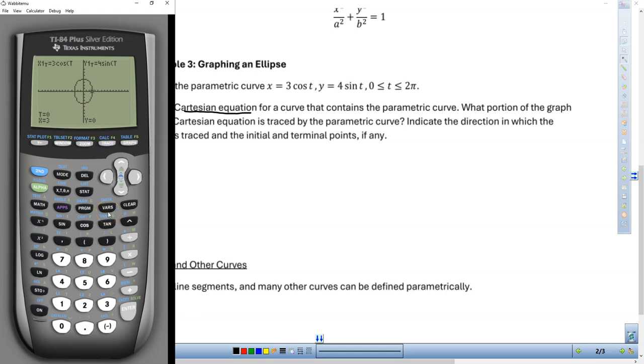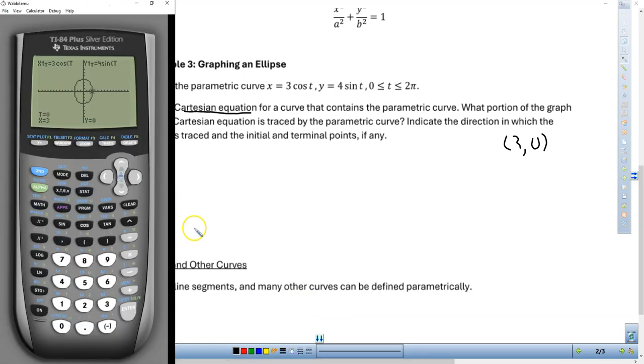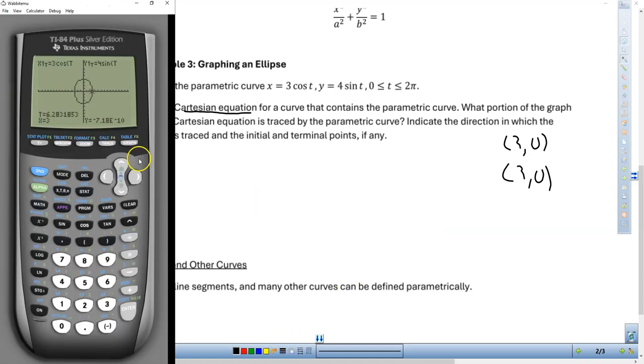And you can see right now we are starting at the point 3, 0. So I'm just going to write that down just so I don't forget about that. And then let's get ready to trace this function. If I press the arrow key forward, you can see we are now moving along our curve. It looks like we're moving counterclockwise again. And as I move through this, you can see that we have now stopped. Again, looks like we have a calculator error here, but our terminal point is also going to be at 3, 0.